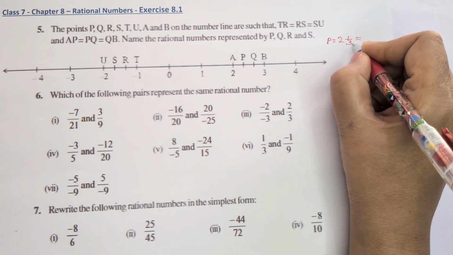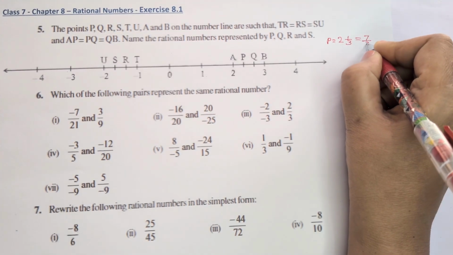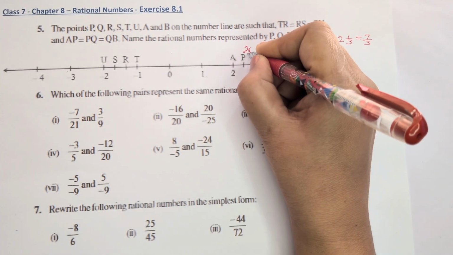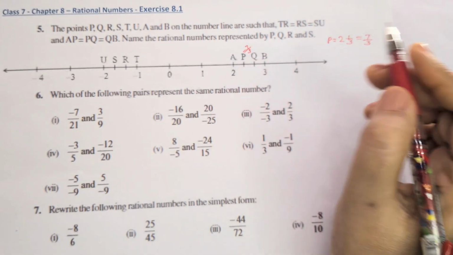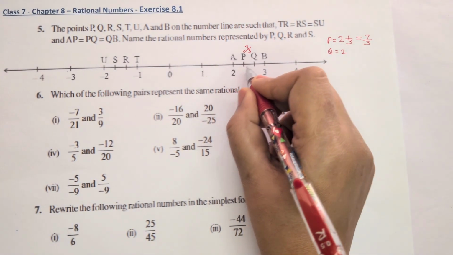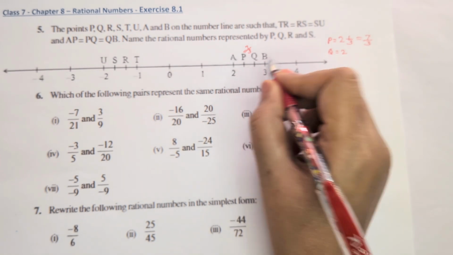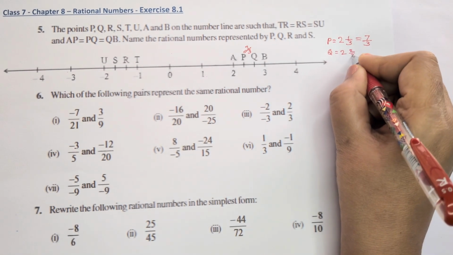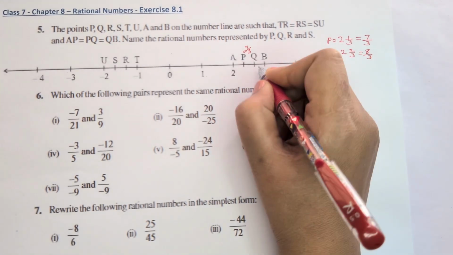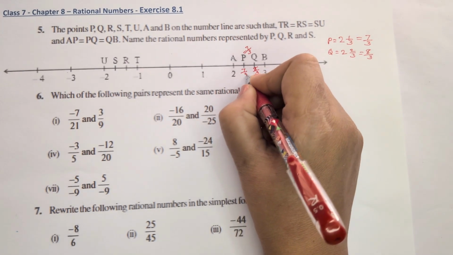This we can write, converting into improper, as 7 by 3. So P is same as 7 by 3. Then next Q. Q same way, after the number 2, 2 by 3. 3 equal divisions and in that the second part, 2 by 3, which is equal to 8 by 3. So Q we can write as 8 by 3. And P as 7 by 3.